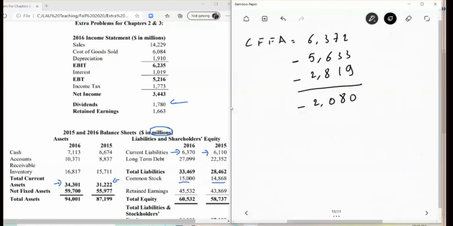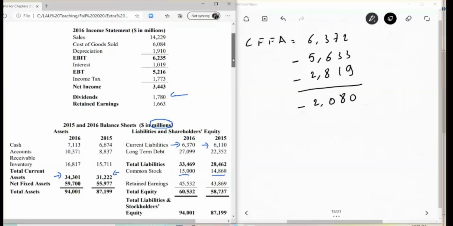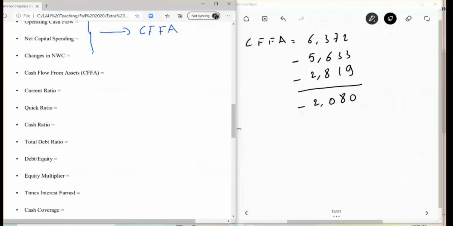Okay, now I move to the financial ratio analysis. I'm going to compute all of the financial ratios that we've covered. I will cover first the short-term solvency ratios or the liquidity ratios, the current ratio, the quick ratio, and the cash ratio, before moving to the long-term solvency ratios, which include the total debt ratio, debt to equity, equity multiplier, times interest earned, and cash coverage.